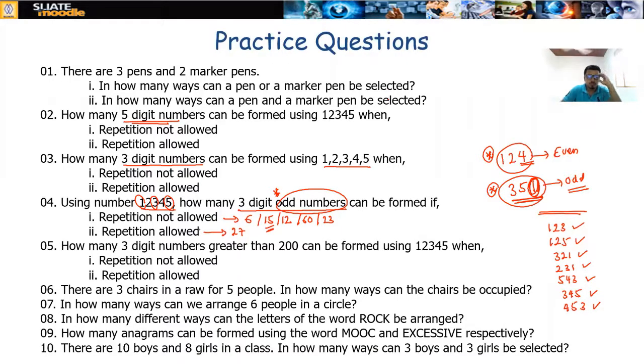Part 2. If the repetition is allowed. Now tell me, now you know. Now what should be the answer? Using the digits 1, 2, 3, 4 and 5, we need to form 3-digit odd numbers. If the repetition is allowed, how many possible ways are there?